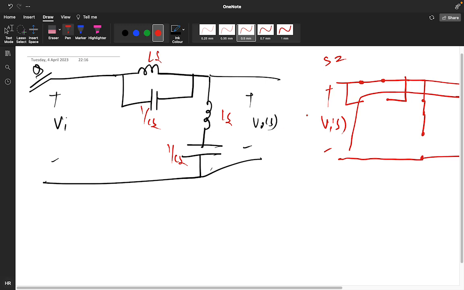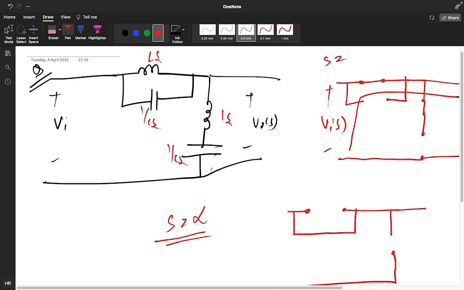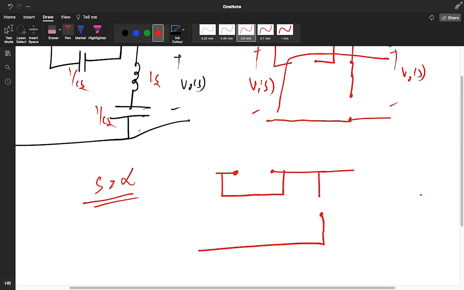But what will happen when s equals infinity? The inductor will be open circuit and the capacitor will be short circuit. Infinite means open circuit for the inductor, and short circuit for the capacitor. So you are getting the same circuit like this, between plus and minus Vi of s and plus and minus V naught of s. Same thing you are getting.